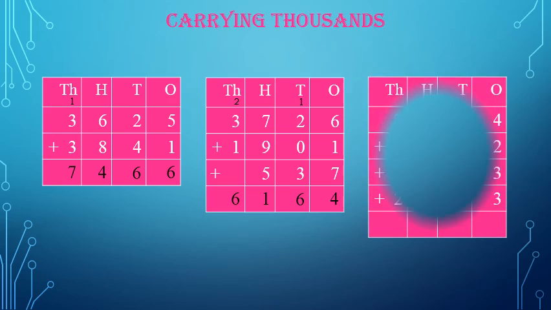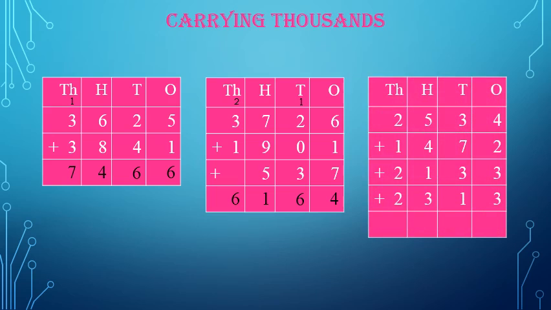6164. In this example, 4 numbers are given. Now add with the ones place. 4 plus 2 is equal to 6. 6 plus 3 is equal to 9. And 9 plus 3, 12.